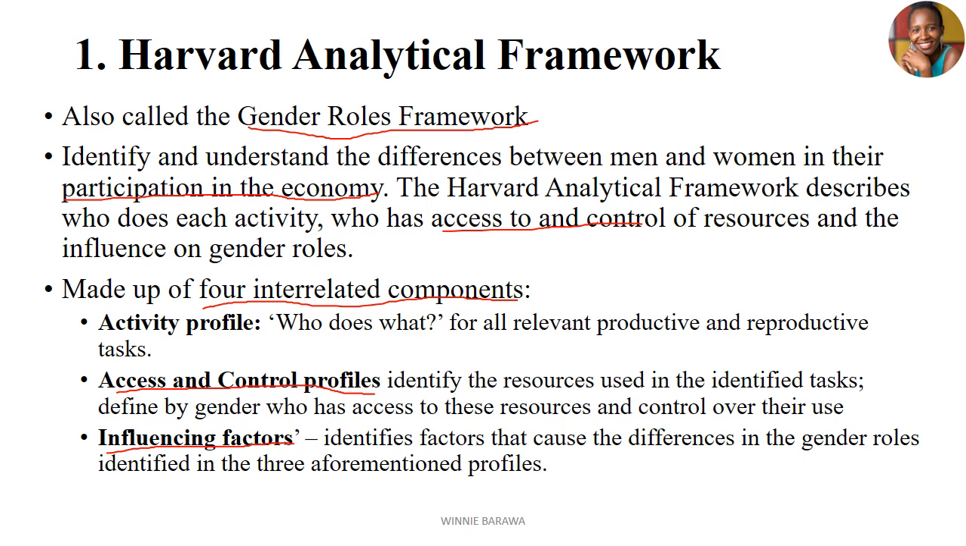So these are the areas that the Harvard Analytical Framework looks at: the contribution that men and women have in their economy, and looking at the components of activity, access, control, and influencing factors. Interlinking all these factors and appreciating that the economy is built by the participation of both men and women, but acknowledging that the influence is different when it comes to access and when it comes to the control of resources.